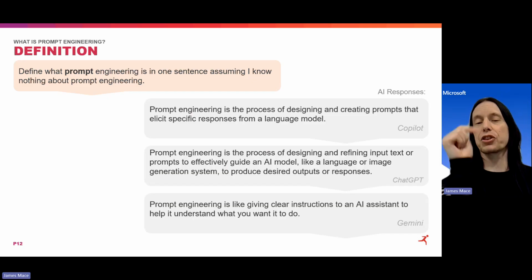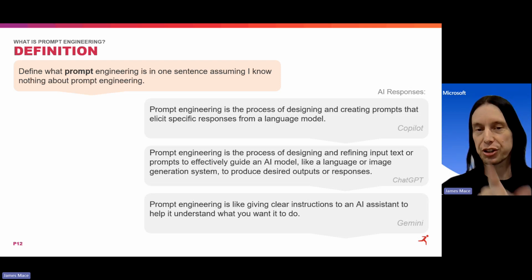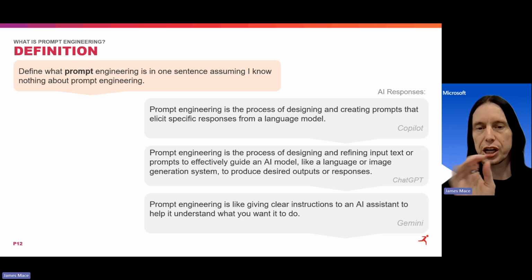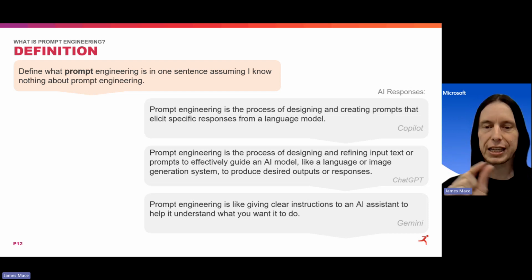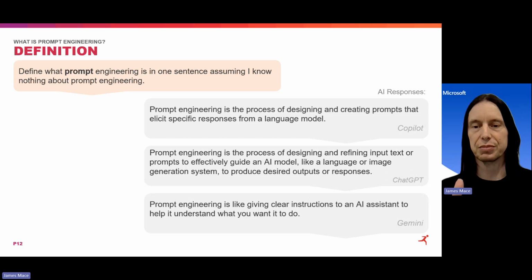If we ask the tools what they think prompt engineering is, we get very similar results, right? So I asked to define what prompt engineering is in one sentence, assuming I know nothing about prompt engineering, and you get 3 different results from Copilot, ChatGPT, and Gemini that are all very similar. They all talk about designing or creating prompts, or refining input, or clear instructions, right? So some sort of input into the system.